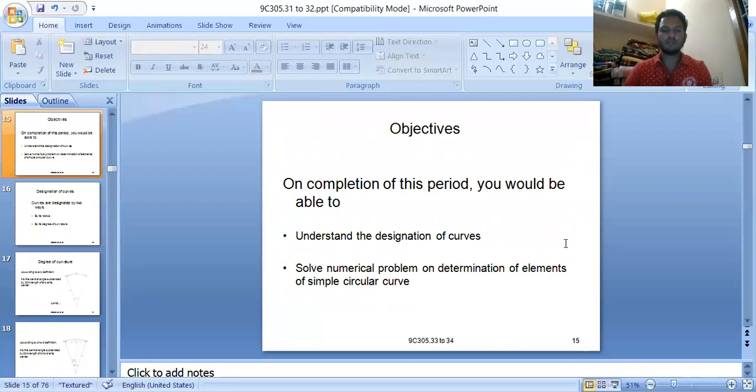So till now we have understood what a curve is and what the designations of a curve are. Now I'm going to explain how we designate a curve, and we will solve some simple problems on this.